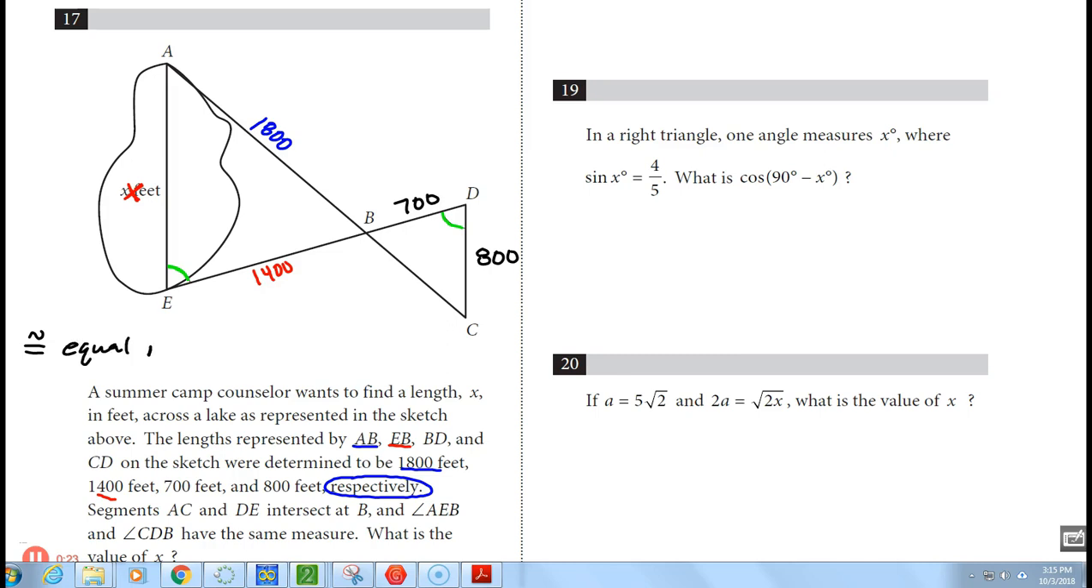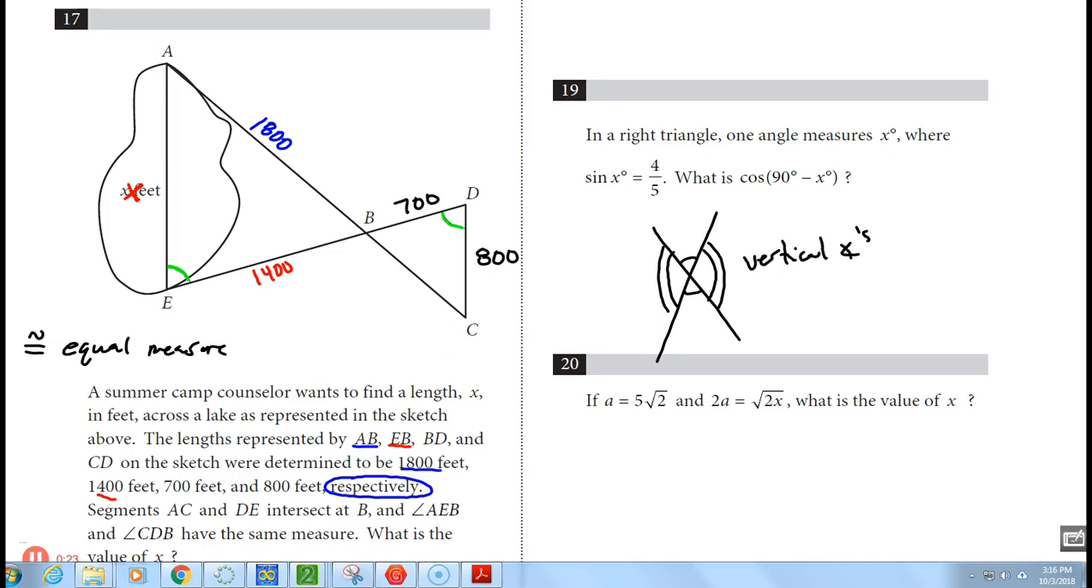Or in this case, equal measure. Those angles are equal to each other. And if those two angles are equal, I also know that anytime two lines cross, the angles that are opposite each other, those two are also equal. And then this obtuse angle here would equal this obtuse angle. And they're called vertical angles.